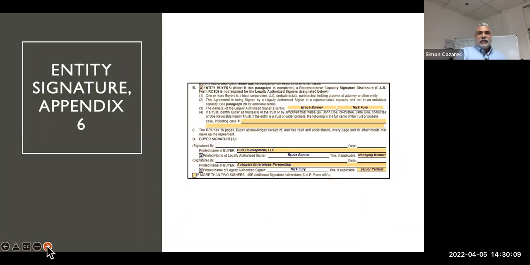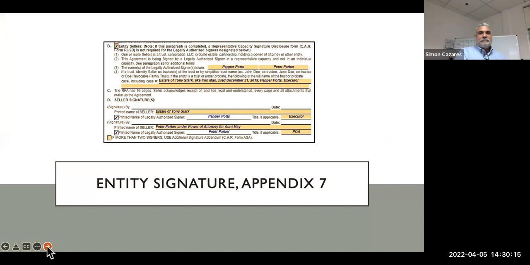Again, here's another illustration of the entities for the buyer. Okay. Estate of Tony Stark, Peter Parker under the power of attorney for Aunt May. So again, if you have that POA, as an example, you want to make sure that you have the proper documentation to support this position, because we don't want to go through all that motion and then stop in escrow. Because they're not the authorized person, then we have to cancel escrow, and it happens quite often.